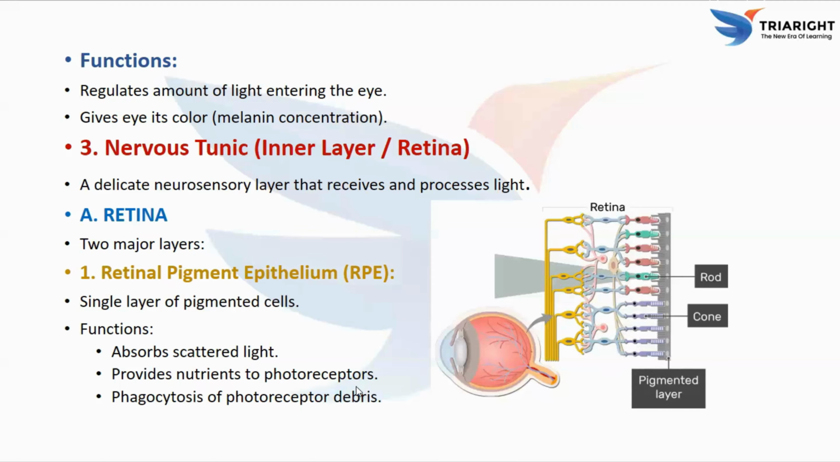Rods and cones continuously shed their outer segment discs, which is the part that captures the light. The retinal pigment epithelium cleans up these shed discs through phagocytosis, like a cellular garbage disposal. Without this process, vision would deteriorate over time. In this picture, the pigmented layer represents the retinal pigment epithelium, shown as a dark layer at the bottom. There are two types of photoreceptors seen here, rods and cones. Rods are responsible for night vision, whereas cones are responsible for color vision. This shows the synaptic connections and neural circuitry that transmits the visual signals to the brain.